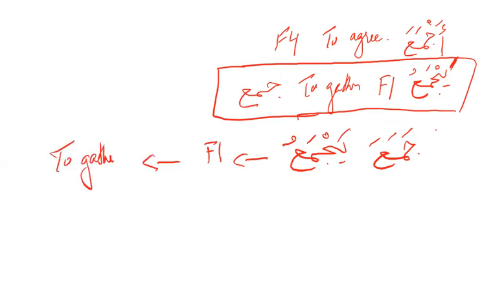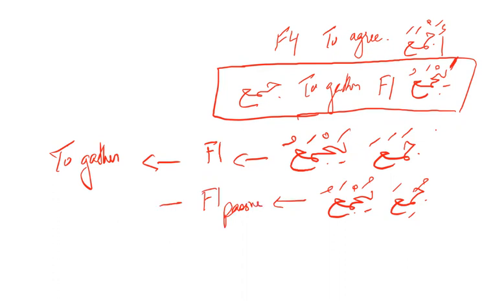Oh, okay. Jumi'a, yujma'u is Form 1 passive, right? To be gathered, or to be collected. Yeah, that's the thing I wanted to ask. Yeah, because it is passive.